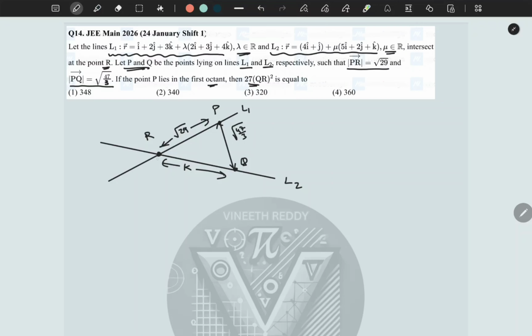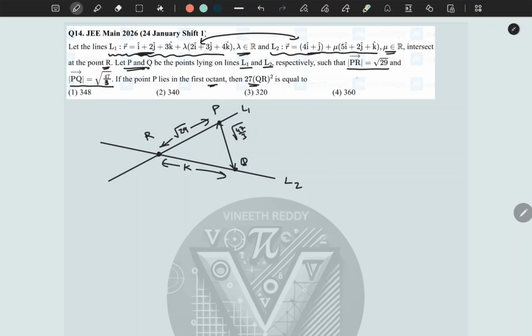Now what could be the way? We have to first find the point of intersection R. How do we find it? We will be equating the coefficients of i, j and k for both these lines. We will get point R, and then we will assume point P in terms of lambda. If you are not understanding whatever I am saying, that means you have not watched the previous videos, dear students. I recommend you to kindly watch the previous videos before watching this.